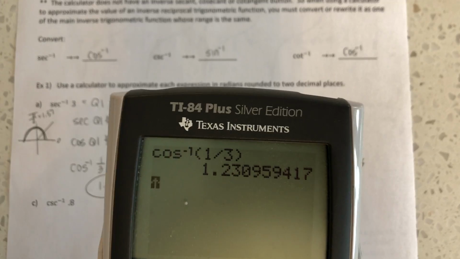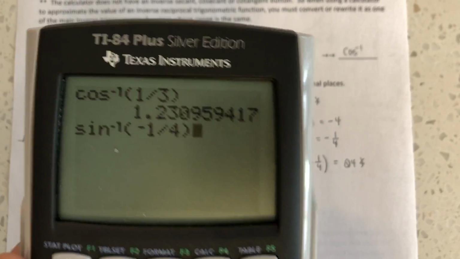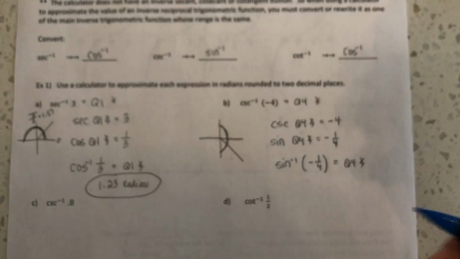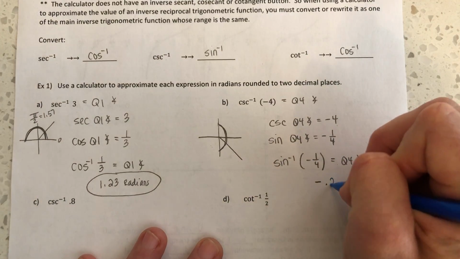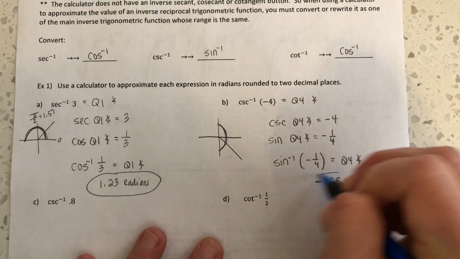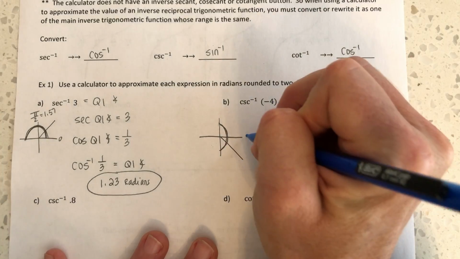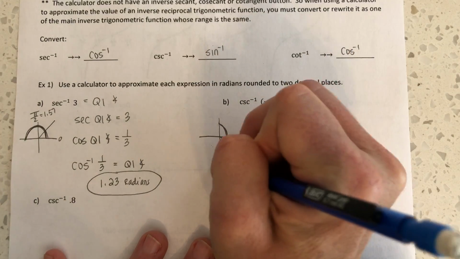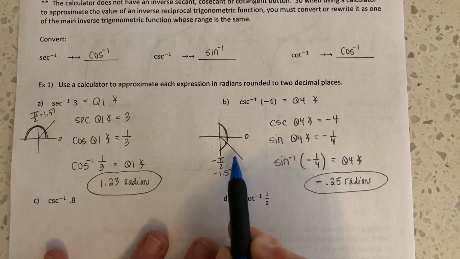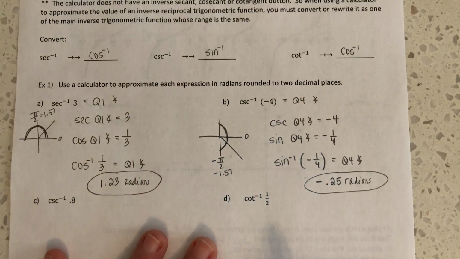So what is the inverse sine of -1/4? Hit enter, and it is about -0.25 radians. It is an angle that is about -0.25 radians. All right, and if you're wondering, is that an angle in quadrant 4? Well, think about it. Here's 0 radians. Here's -π/2 radians, which is -1.57 radians. -0.25 is somewhere in between them. It's an angle in quadrant 4.